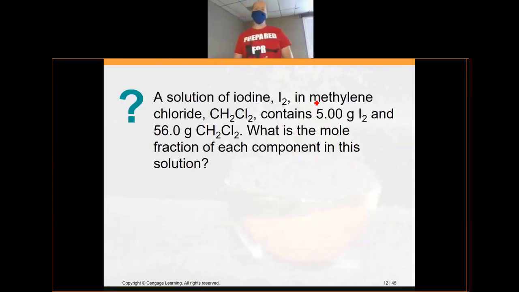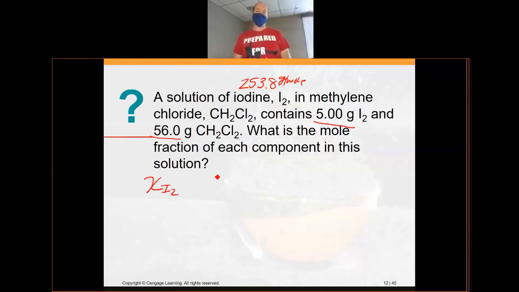All right, so we have iodine and methylene chloride again. So they use 253.8 grams per mole for the molar mass. All right, methylene chloride. So we have a solution. We got 5 grams of iodine, and we have 56.0 grams of methylene chloride. What is the mole fraction of each component in this solution?